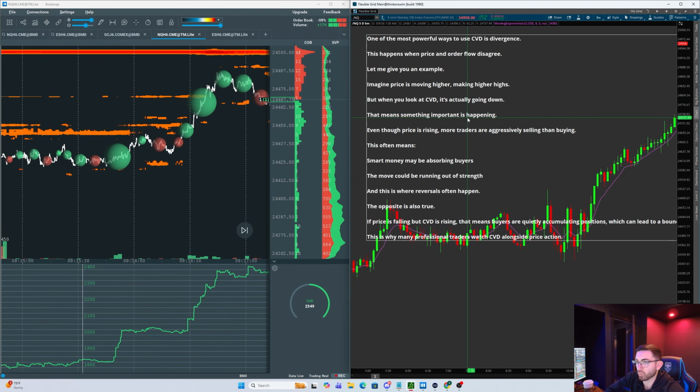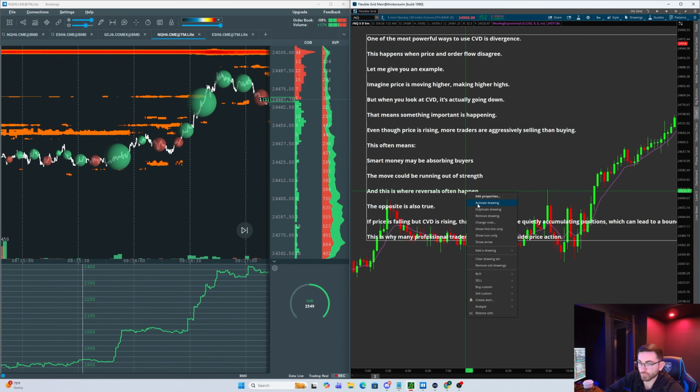That means something important is happening. Even though price is rising, more traders are aggressively selling than buying. And this often means that smart money may be absorbing buyers, and the move could be running out of strength. And this is where reversals often happen.